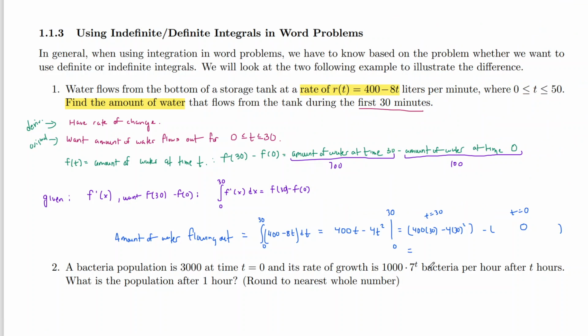So we got 8,400, and the units of the water here are liters, because remember when we do the antiderivative, we're really multiplying the units here times the time because of the dt. So it's just liters. That much water has flowed out from the tank in the first 30 minutes.